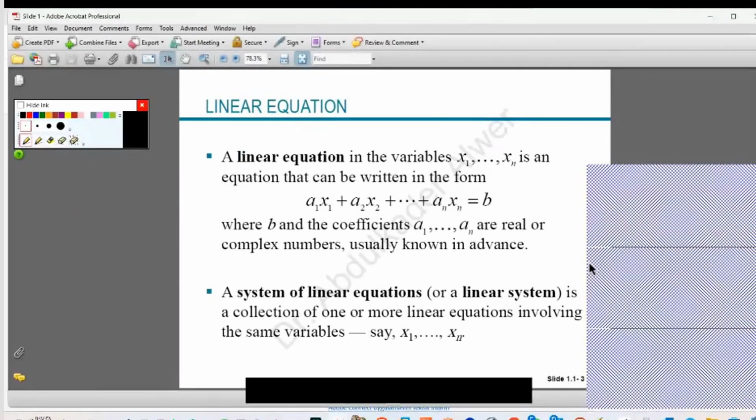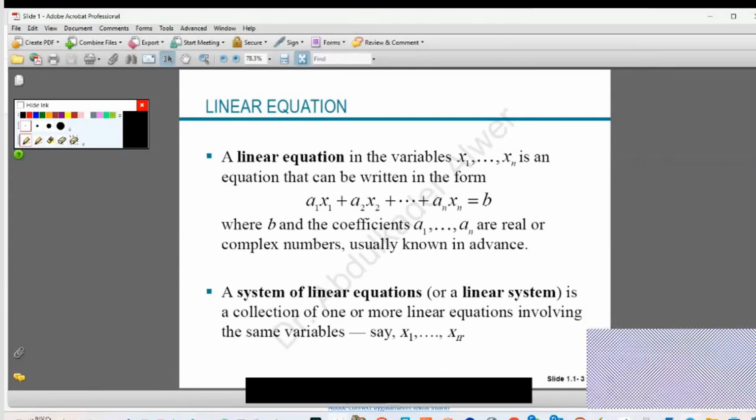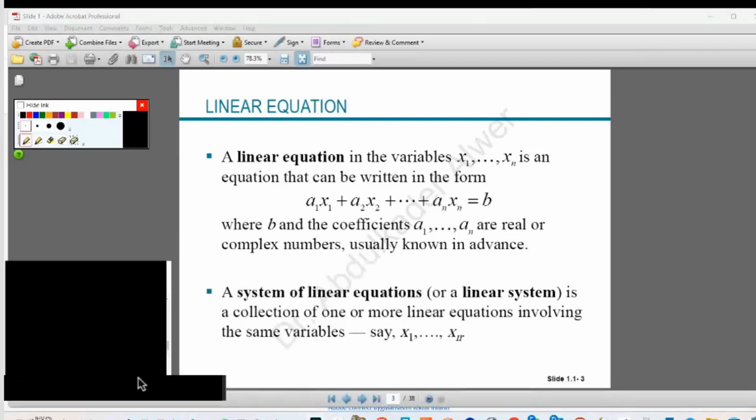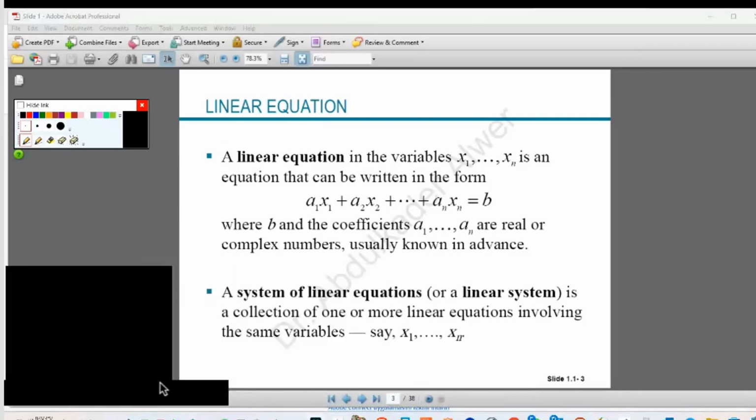Now let's start the first lecture of our course today. It's the introduction to our course. What's linear algebra?